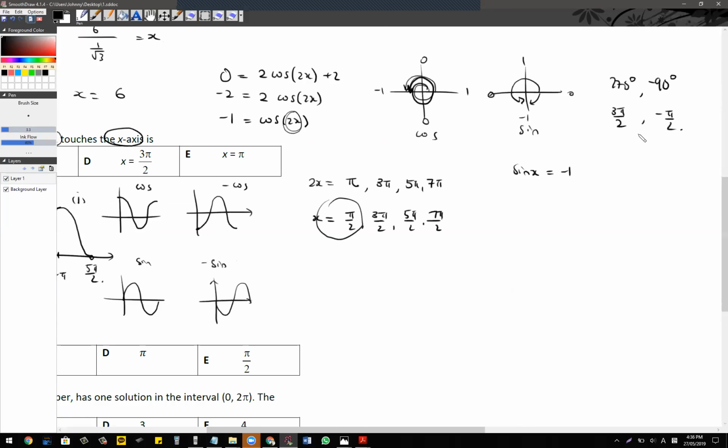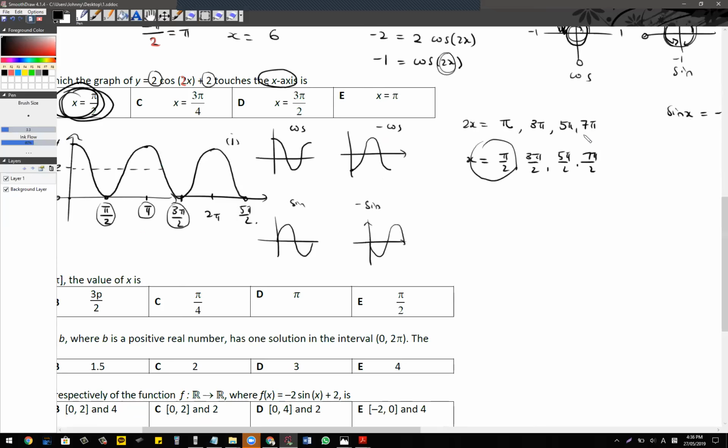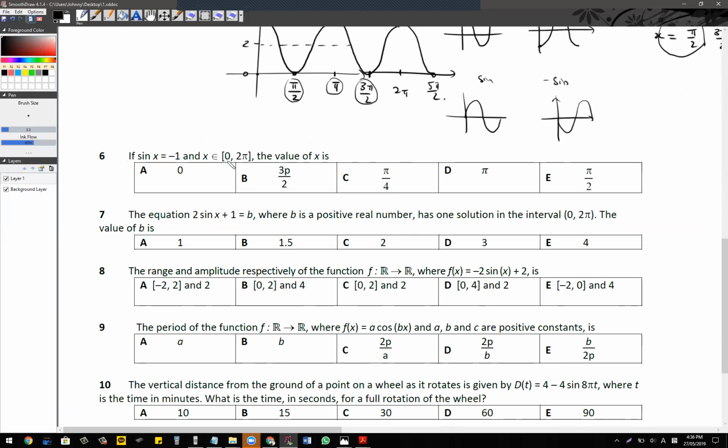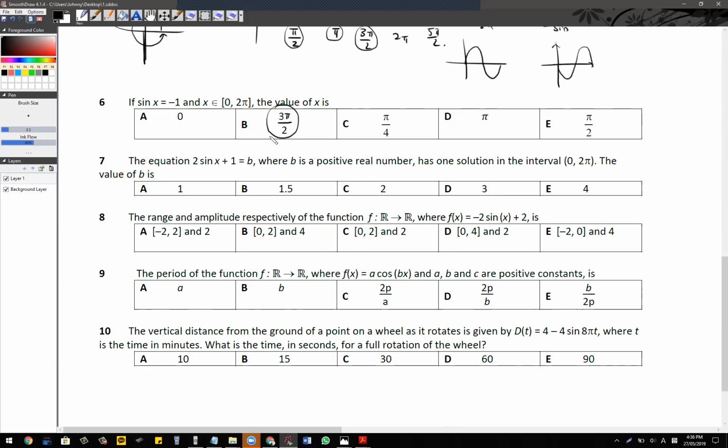You can generate more answers by going however many cycles you want. Anyway, this is only from 0 to 2 pi. That means only within here, okay? So obviously that's 270, which is 3 pi on 2. This says 3 pi. There's a bit of an error there. What they meant there is 3 pi on 2. So that's the answer.